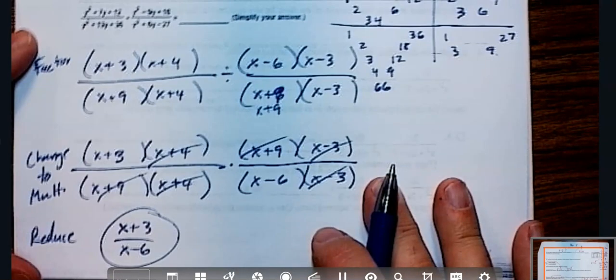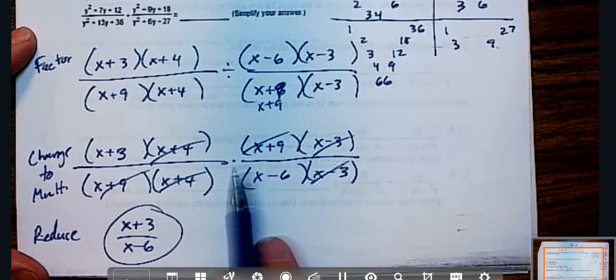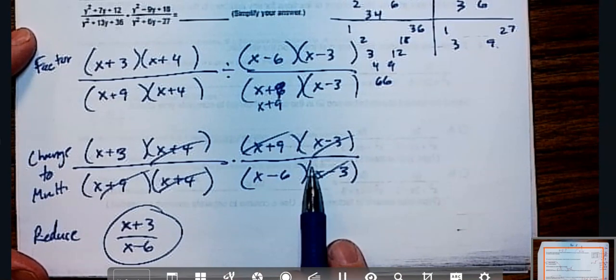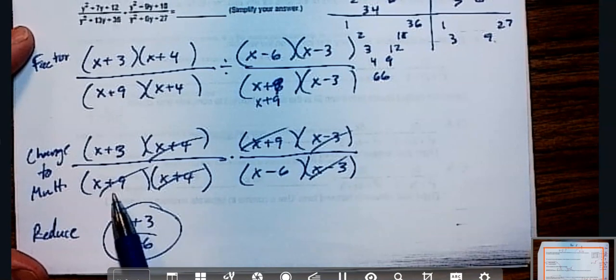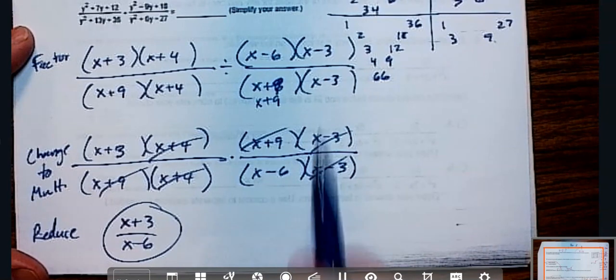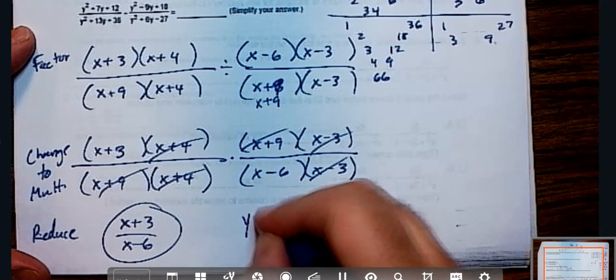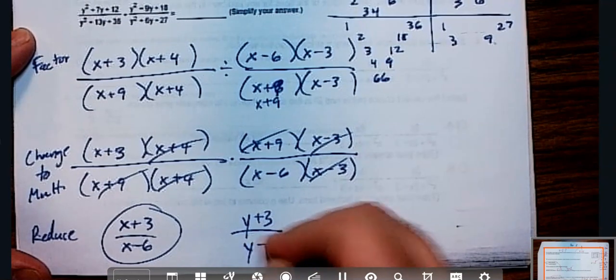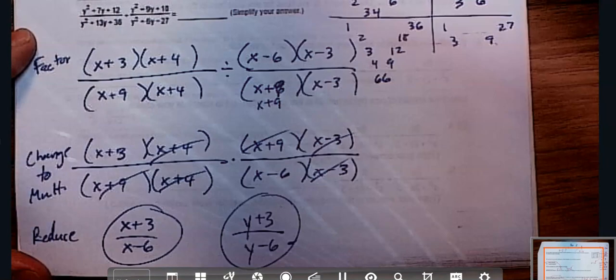Then we get to the change to multiplication part, where the first fraction stays the same. Change to multiplication, flip the second one. Right, everything bottom to top, top to bottom. And then we reduce. You can see the x plus 4 is canceled out. You got an x plus 9 and an x plus 9. You got an x minus 3 and x minus 3. So the only thing left on the top was x plus 3, and the only thing left on the bottom was y minus 6. Obviously, if you were using y's, it's going to look like that. Once again, I'm not going to take off credit if you accidentally switch to x's. It's not a big deal.